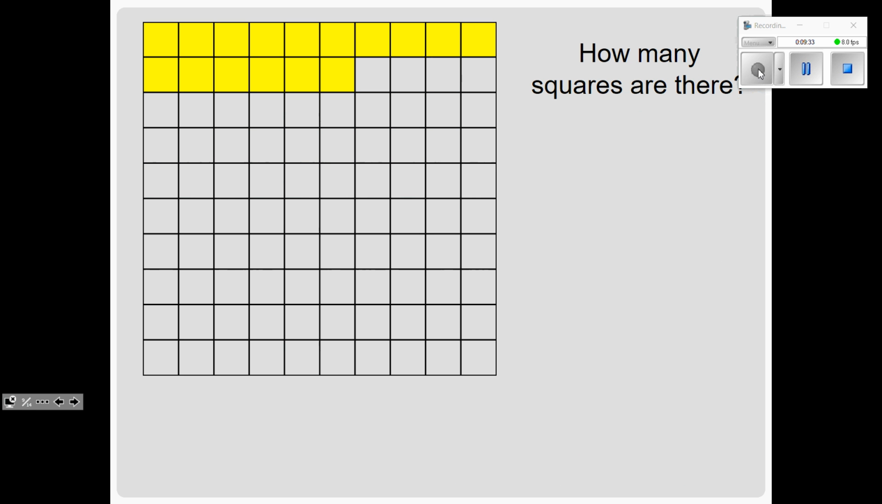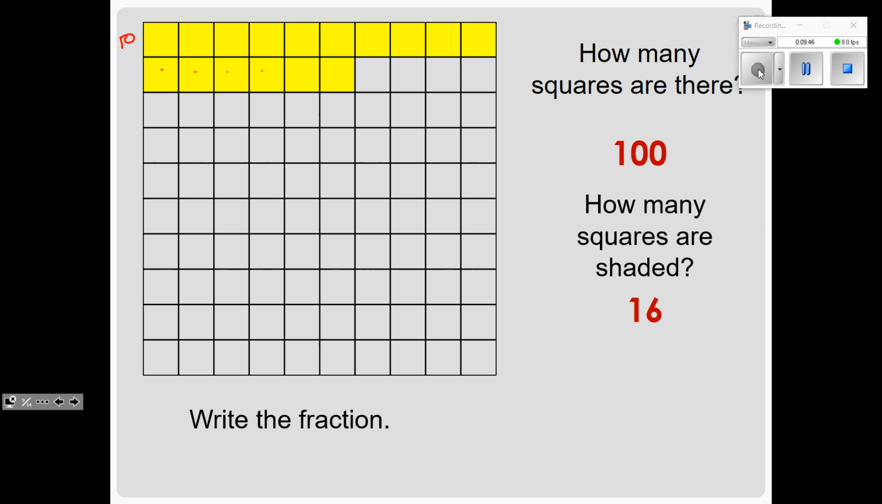Okay, how many squares? There are 100 squares there. There's always going to be 100 squares there. And then how many are shaded? Here we have 10, 11, 12, 13, 14, 15, 16 squares are shaded. So what is our fraction for that? That would be 16 hundredths. Both of those numbers are divisible by 4. And when you divide them both by 4, you would have 4/25 as a simplified fraction.